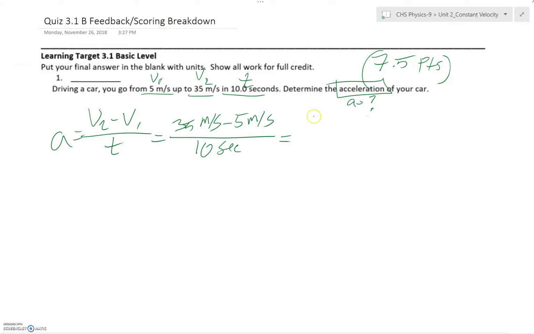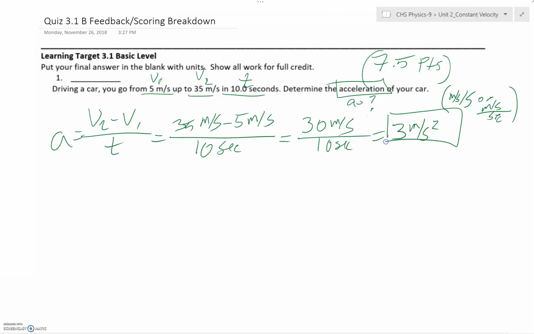So 35 minus 5 gives me 30, meters per second are the units, divided by 10 seconds. 30 divided by 10 gives me 3 for my number. And then my units would be meters per second squared. Other acceptable units would be meters per second over seconds. And there we have it.